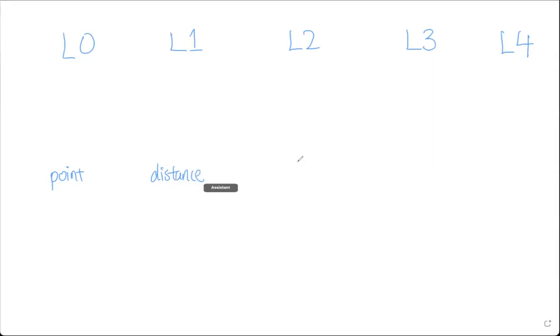Is that clear? So distance is actually level 1. It's one level higher than a point. A point is just a point. Distance is the length between 2 points. Up to here, any question?